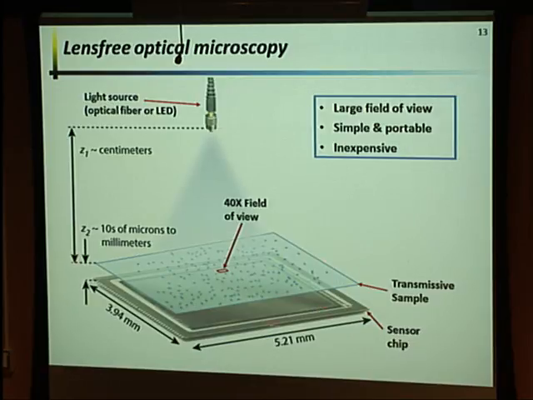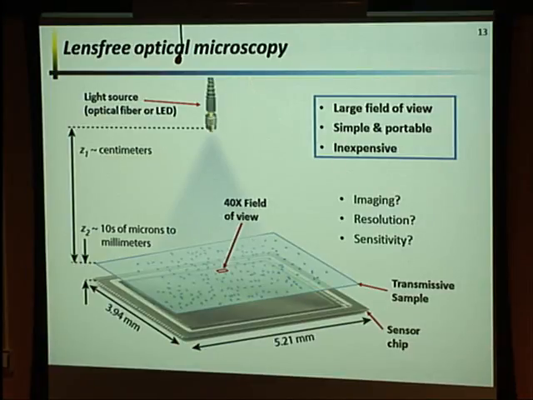One thing you'll notice is that this has a very large field of view. If you compare this field of view to, say, a typical 40x microscope field of view, you'll see that our field of view is hundreds of times larger. Some other things you'll notice are that this is fairly simple and portable. Everything here is fairly small, so this dimension is about centimeters, so you can have a very small, compact microscope that you can carry with you and use in the field. It's also very inexpensive. The most expensive component might be this image sensor chip, but because these are mass-produced for cell phones, they can be a few dollars or a few tens of dollars.